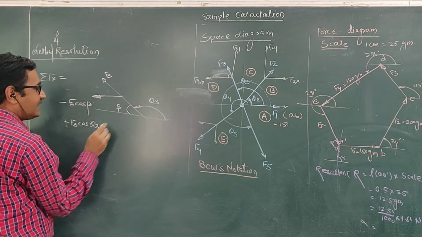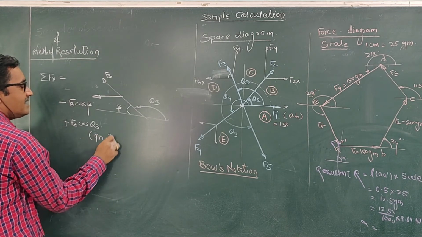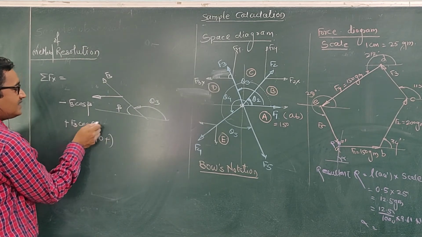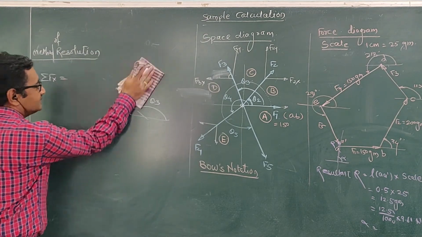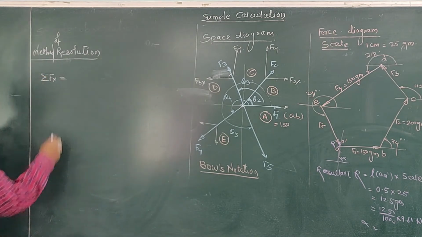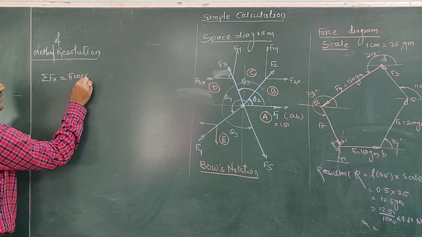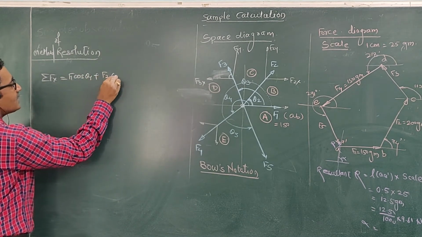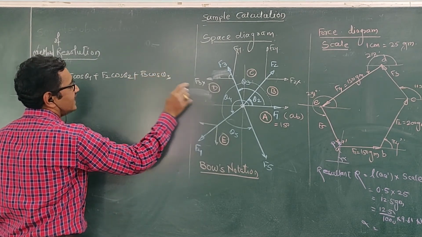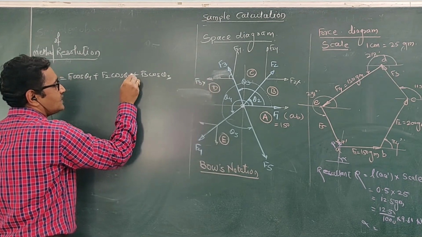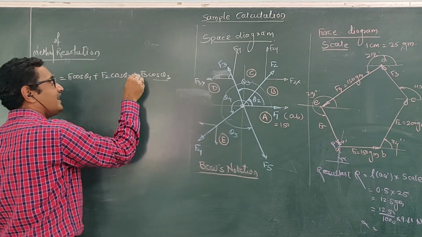Because this theta 3 is greater than 90, it will be 90 plus some angle, and cos of 90 plus something will automatically be negative. So you don't have to bother about that. Same thing for the sine component. So the summation of all x components can be written as F1 cos theta 1 plus F2 cos theta 2 plus F3 cos theta 3. You may say that this is towards left, so why are you taking positive? Remember this theta 3 is greater than 90 degrees, and that angle itself will take care of this sign.